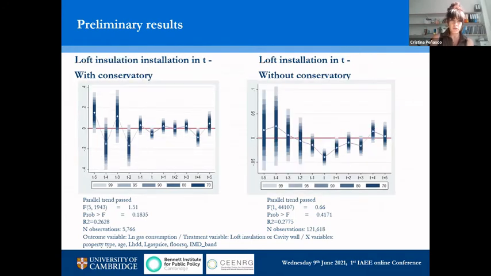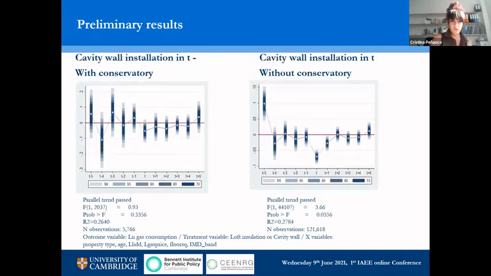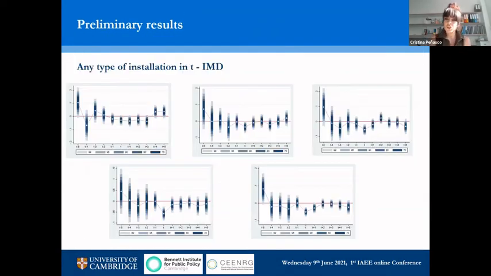That was the result for loft insulation and for cavity wall, and after without conservatory, the results are similar to the previous one, to the general sample. Attention must be paid to the fact that the impact of the adoption of these measures varies considerably depending on the level of deprivation of the area in which households are located, from more deprived to less deprived areas.